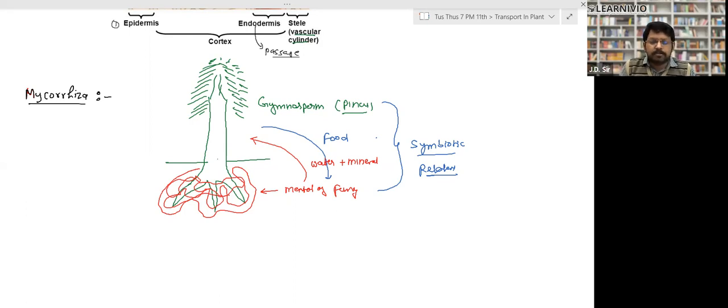But gymnosperms are weak in water absorption. That's why they are not found everywhere. They are mostly situated in mountainous areas, right? So in the gymnosperm root, what happens?